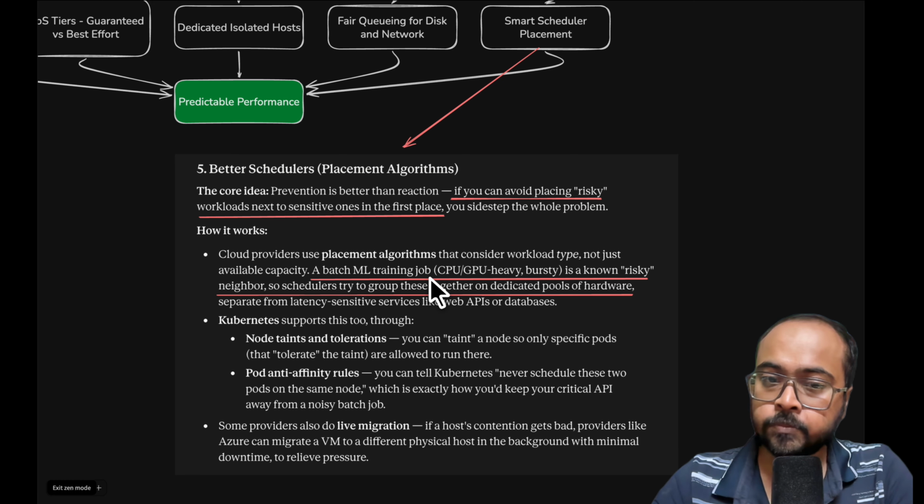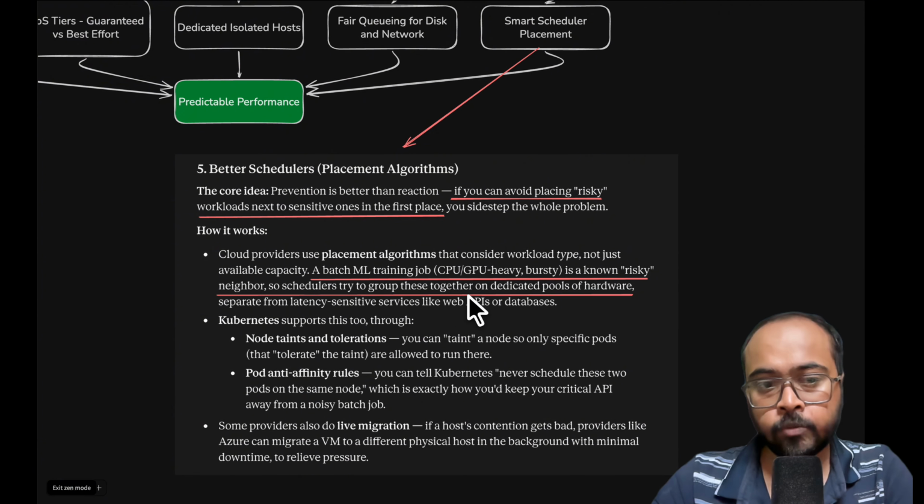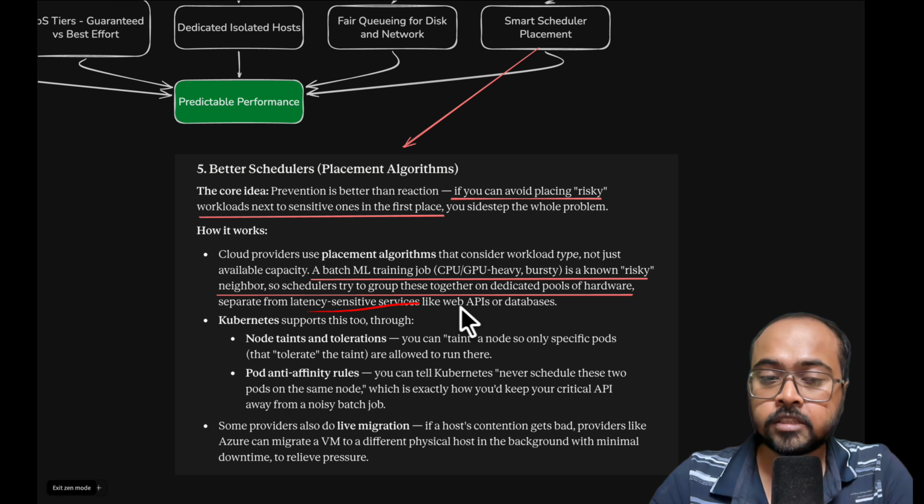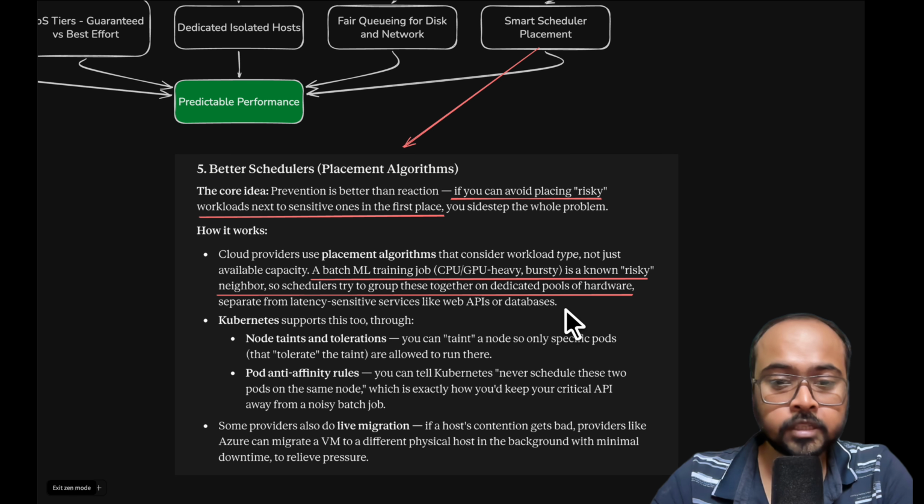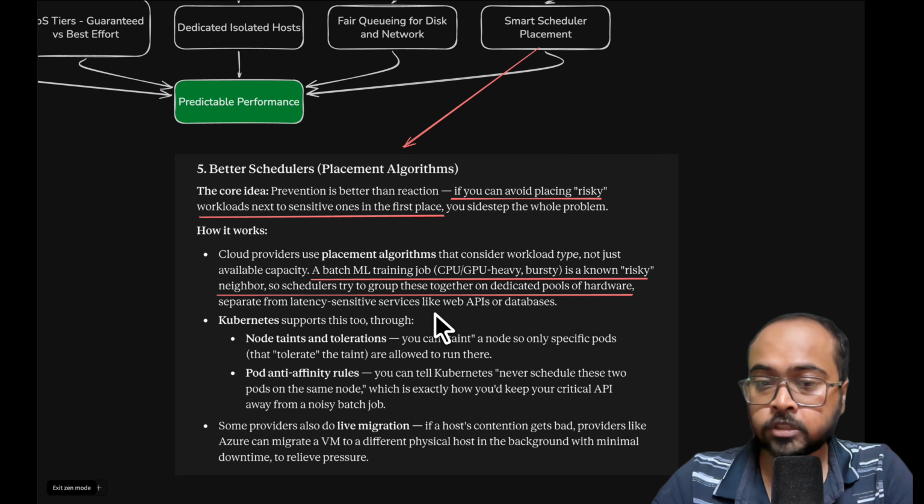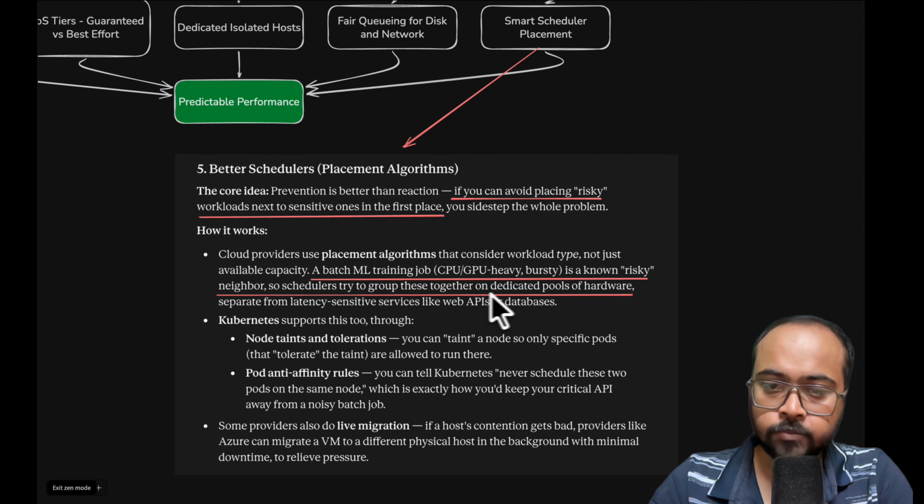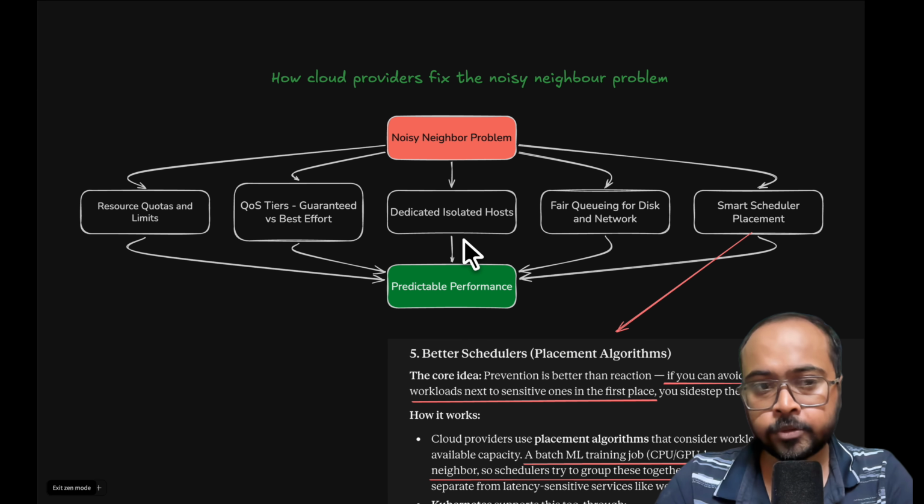They will not keep these kinds of risky neighbors in the shared resources. They will give them a dedicated pool of hardware, mostly separate from latency sensitive systems like web applications or databases. They will try their best not to keep them in the same environment, sharing resources with the virtual machines or processes of the APIs or databases, because these are time sensitive services, and we cannot afford to put risky neighbors along with these latency sensitive services. So they put them into a dedicated pool of hardware. These are some of the solutions that cloud computing companies have come up with to handle the noisy neighbor problem over the years.